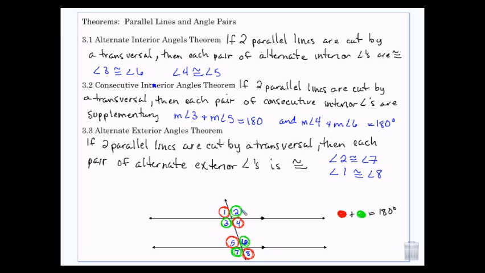And it's like a checkerboard. See, red, green, green, red, red, green, green, red. So if you have those parallel lines, you get a checkerboard of matching angles.